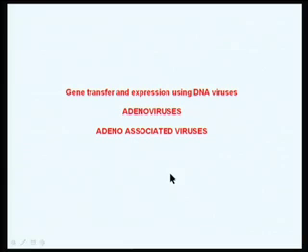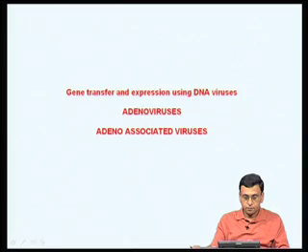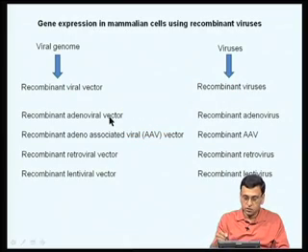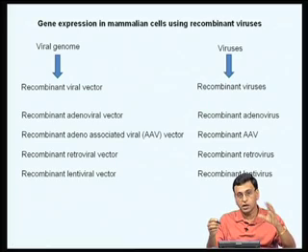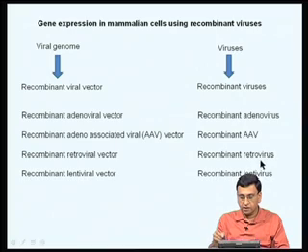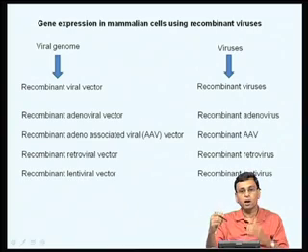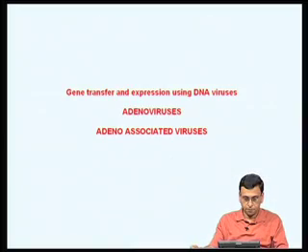Let's first discuss how gene transfer and expression has been carried out using adenoviruses and adeno-associated viruses. These are both DNA viruses. So the adenovirus, adeno-associated virus, as well as the Vaccinia virus are examples of DNA viruses. How can DNA viruses be used for expressing your genes of interest? The retrovirus and lentivirus are examples of RNA viruses or retroviruses as gene transfer vehicles.